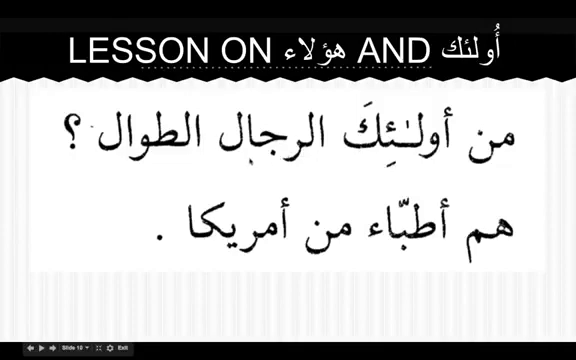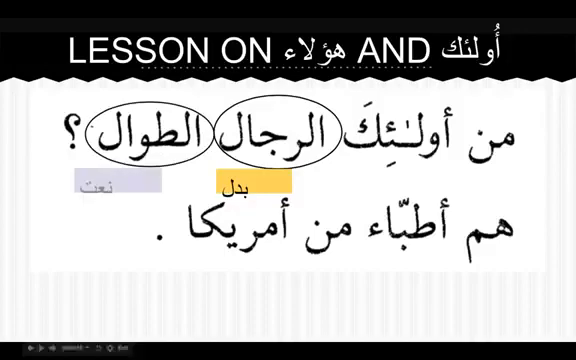Man ulaika ar-rijalu at-tiwalu? Who are these tall men? Ulaika is mubtada, ar-rijalu after ismul ishara, when there is al, it is badal, and at-tiwalu following the noun, which has the same characteristics of the noun before, is a naat. So who are these tall men?